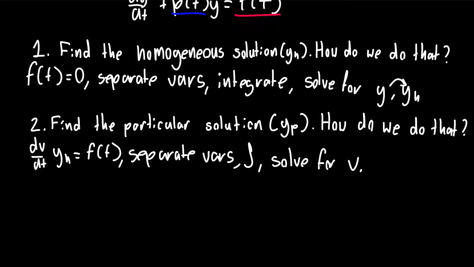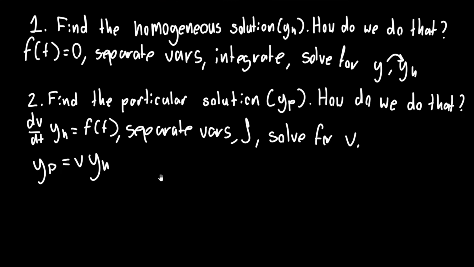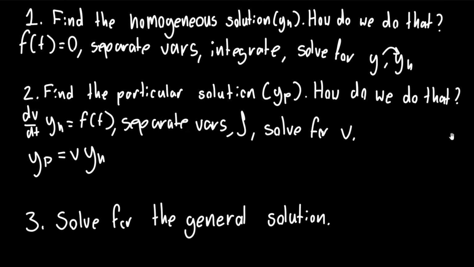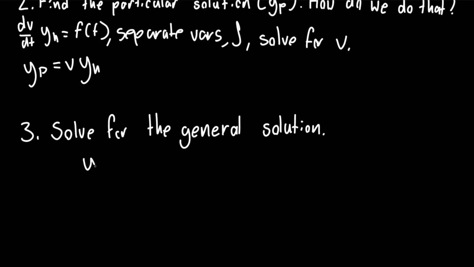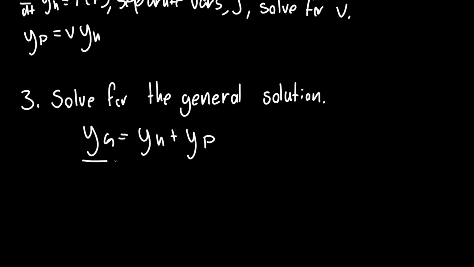And the reason we solve for v is because v helps us find y of p, which is v times y of h. So we do all this to solve for v, and v is a critical component of y of p. And finally, we do the general solution, which might seem like 3 stages, but honestly, this is not really much of a stage since it's just adding the homogeneous and particular solutions. And that's how you get your general solution, which is generally where you want to end up.